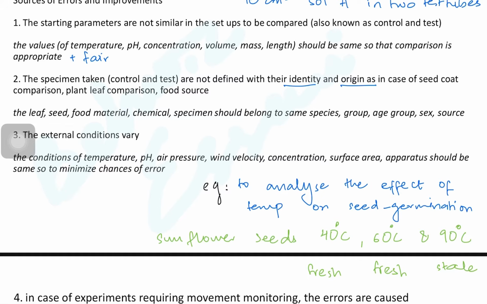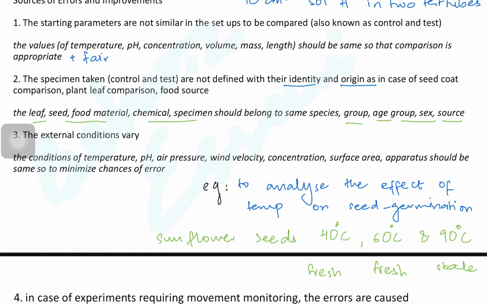but you're not. So you have to keep track of the identity and the origin of the specimen, like food source, like animal. If you want to compare, for example, the growth rate of two worms, you need to make sure that these worms are from the same kingdom, from the same species. For example, leaves, food source, food material, chemical specimen, they should belong to the same group, age, sex, and source. I'll give you more examples on that, by the way, don't worry.